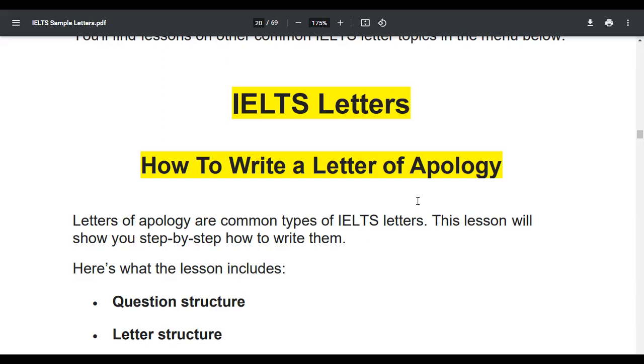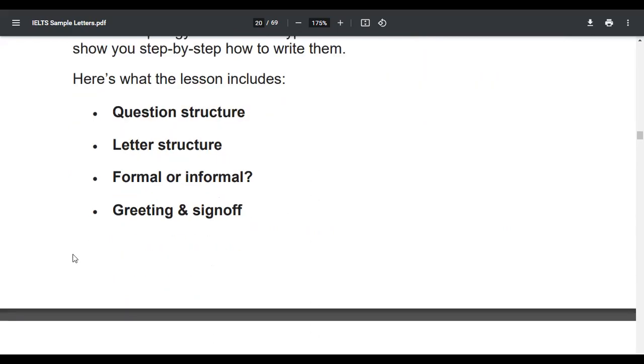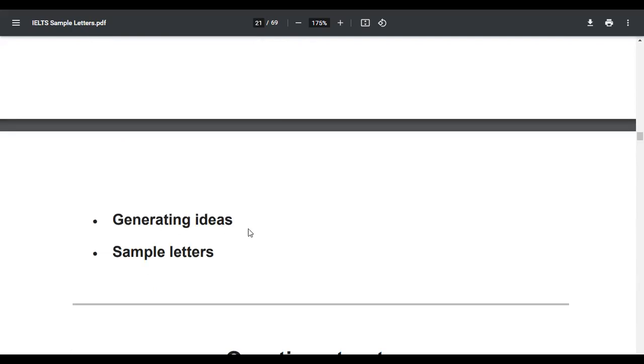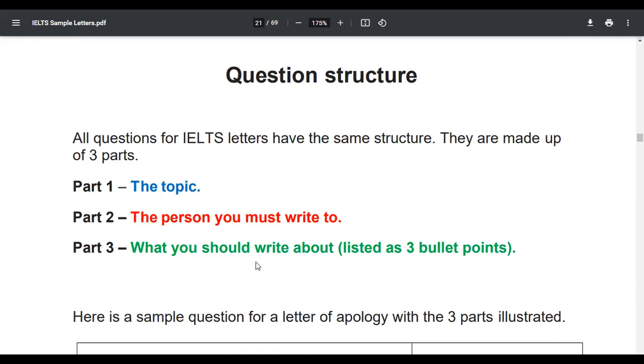Okay, so letters of apology are common types of IELTS letters. This lesson will show you step by step how to write them. Here is what the lesson includes: question structure, letter structure, formal or informal, greeting and sign off, generating ideas, and sample letters. So for the question structure, all questions for IELTS letters have the same structure.